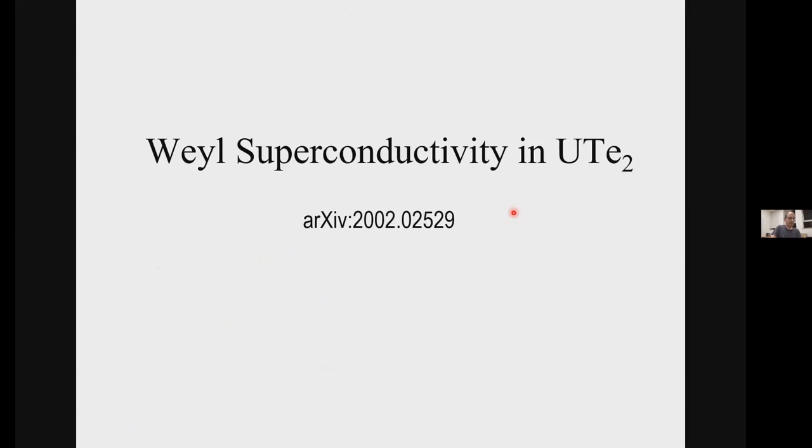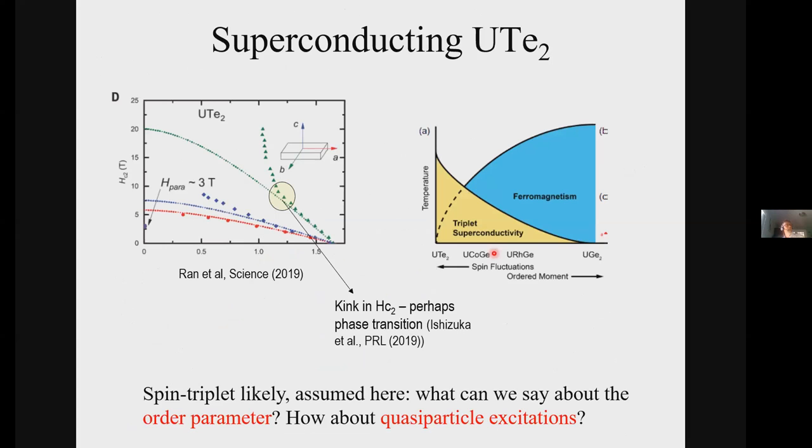All right, so now I'm going to turn to superconductivity in uranium-tellurium-2, and here I'm going to emphasize some new experimental results and provide some theoretical interpretation of those. This is a material that was discovered to be superconducting maybe a year and a half ago or so by Sheng Ran and co-workers.